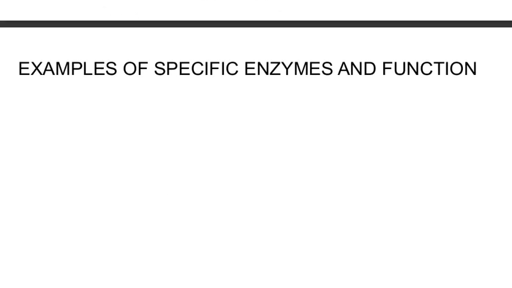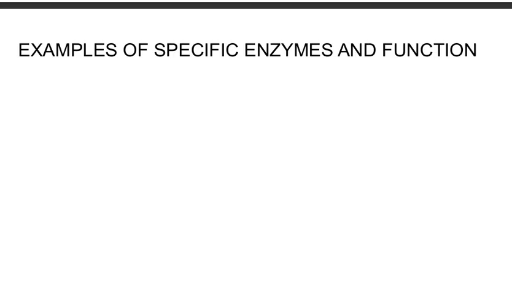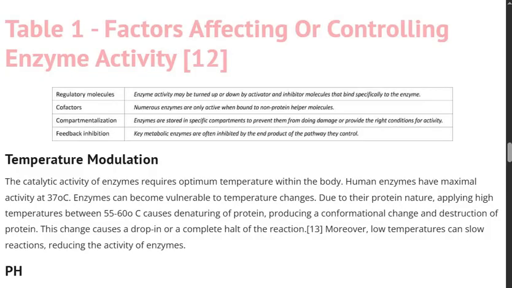If we talk about examples of specific enzymes and their functions, the first thing that we're going to talk about is temperature. We're saying the catalytic activity of enzymes requires an optimum temperature, and this is mostly going to be 37 degrees Celsius. That's the body temperature. Meaning enzymes will be vulnerable or they'll be destroyed after the 37 degrees Celsius limit has been exceeded. Yeah, so this change is going to cause a drop or a complete halt of the reaction. It's going to bring a stop to the whole chemical reaction between the catalysis of the enzyme on the substrate. And also, lower temperatures can slow down the rate at which enzymes act. Yeah, so temperature is important.